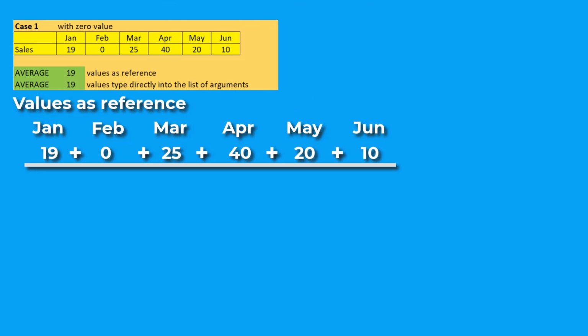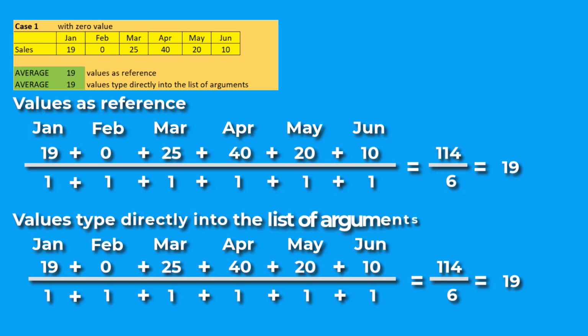If values are entered as a reference, all the values are added up, resulting in a sum of 114. All the 6 months, including February with zero value, will be counted, resulting in a count of 6 observations. The average is 19. We have the same result if we type the values directly into the list of arguments.